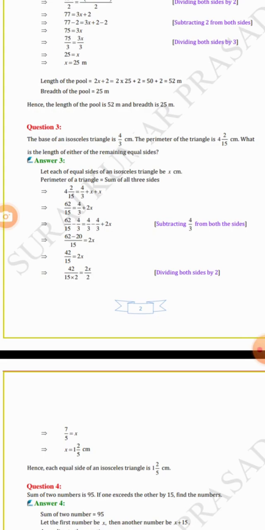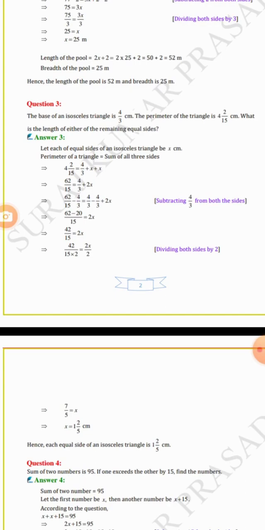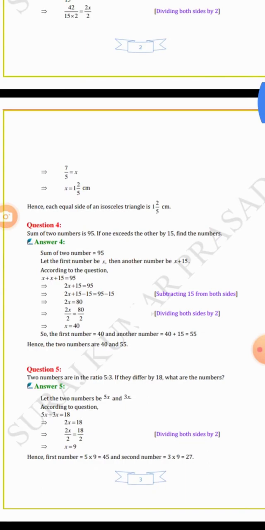And then by taking the LCM of 15 and 3, we get the LCM as 15. We can write (62 minus 20) by 15, and in the RHS we get 2x, so 42 by 15 is equal to 2x. Dividing by 2 on both sides, we get 42 by 15 into 2 is equal to x, and then we get 7 by 15 is equal to x. Then x is equal to 1 2 by 5 centimeter. Hence each equal side of the isosceles triangle is 1 2 by 5 centimeter.